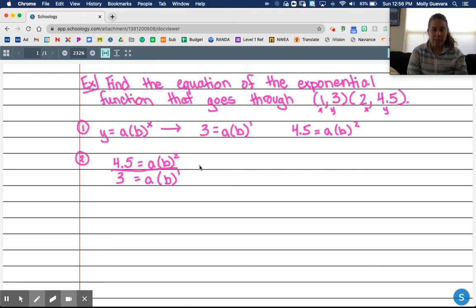Okay, and then I need to simplify this. So I guess that's step 3, isn't it? So let's do step 3. 4.5 divided by 3 is 1.5. My a's here can cancel.